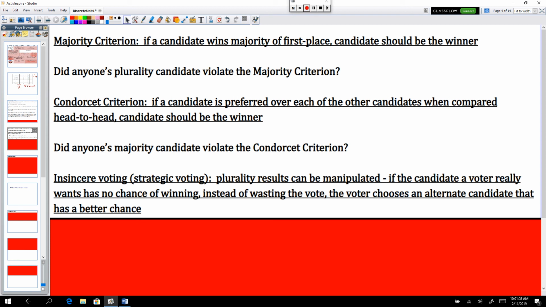Now, that likely didn't happen in any of our elections in class. I don't think anybody feels so strongly that chocolate chip cookies will be the preferred cookie over every other cookie, but their favorite oatmeal raisin has no chance of winning, so they're going to go ahead and throw in with the chocolate chip cookie crowd to beat out the double chocolate chip cookie crowd. That probably did not happen in our elections. But in elections where people feel passionate about these things, insincere voting is absolutely possible.